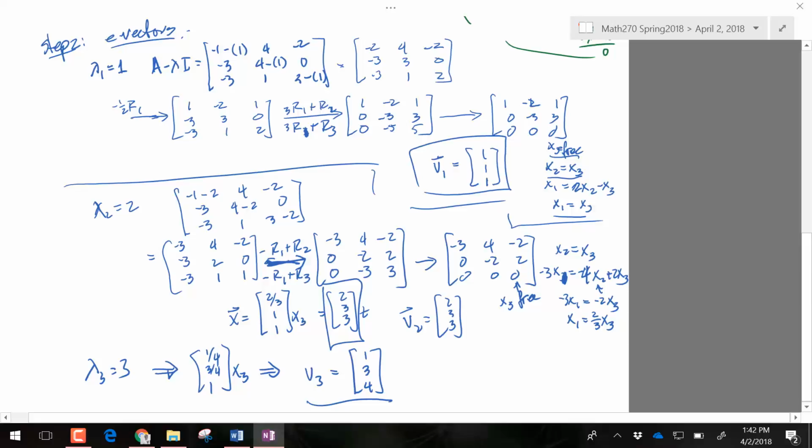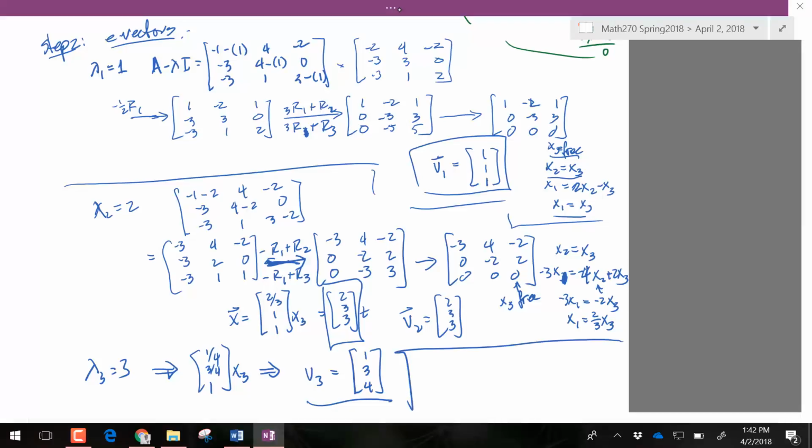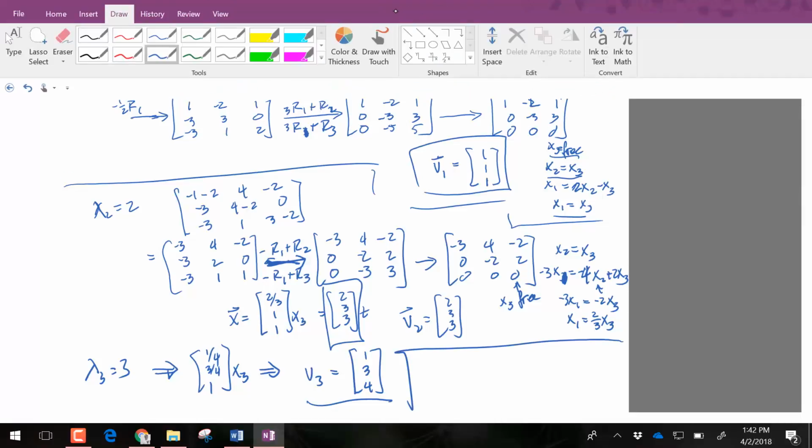All right, so now that was step 2. We can fit step 3. I'm out of space here. We don't have to.